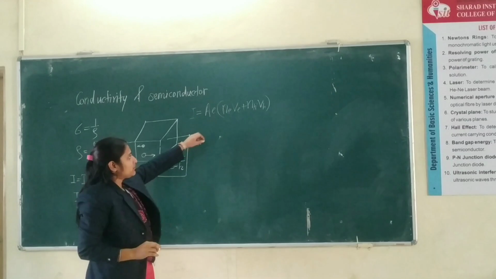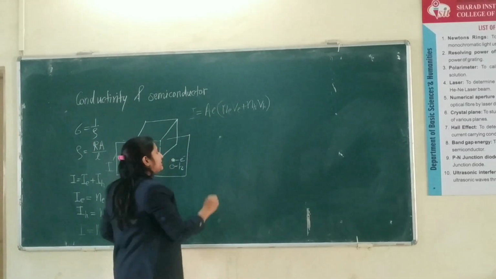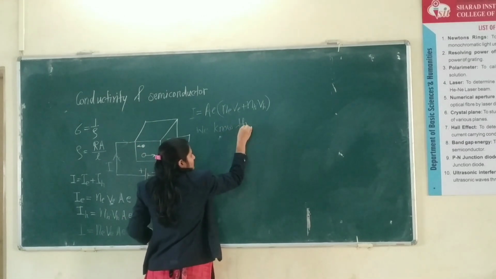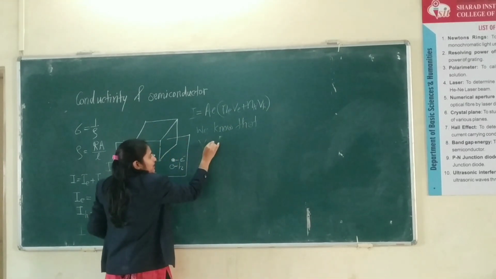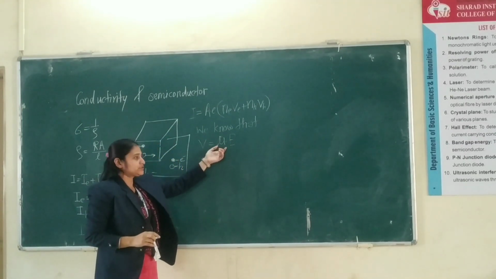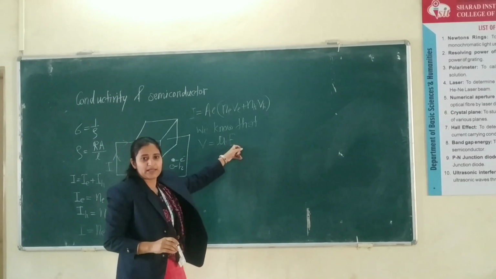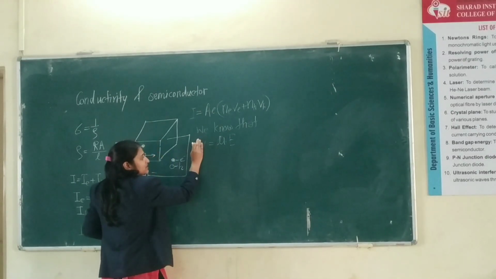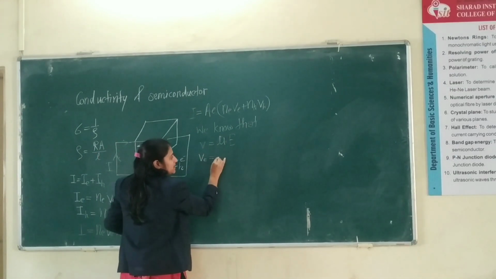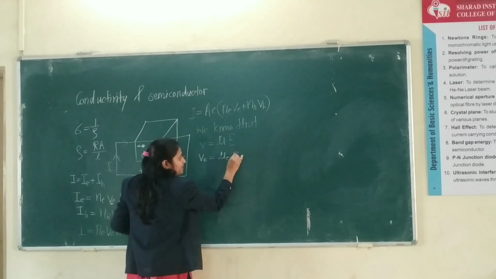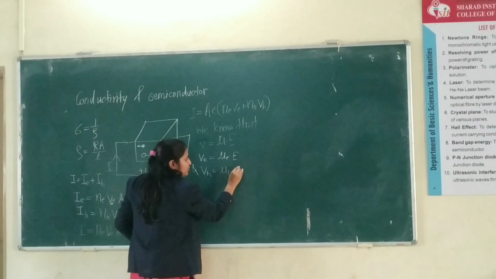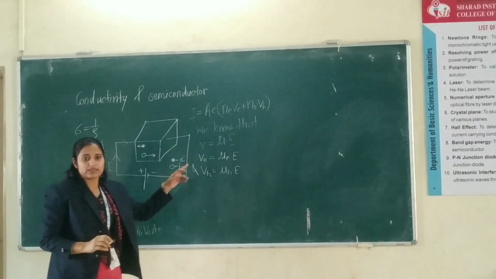Okay, so we know that drift velocity in terms of mobility is V is equal to mu into E. Here mu is the mobility of charge carriers, and E is the applied electric field, and V is the drift velocity. So for electrons, VE is equal to mu E into E, and VH is equal to mu H into E. Okay, so E is the electric field.